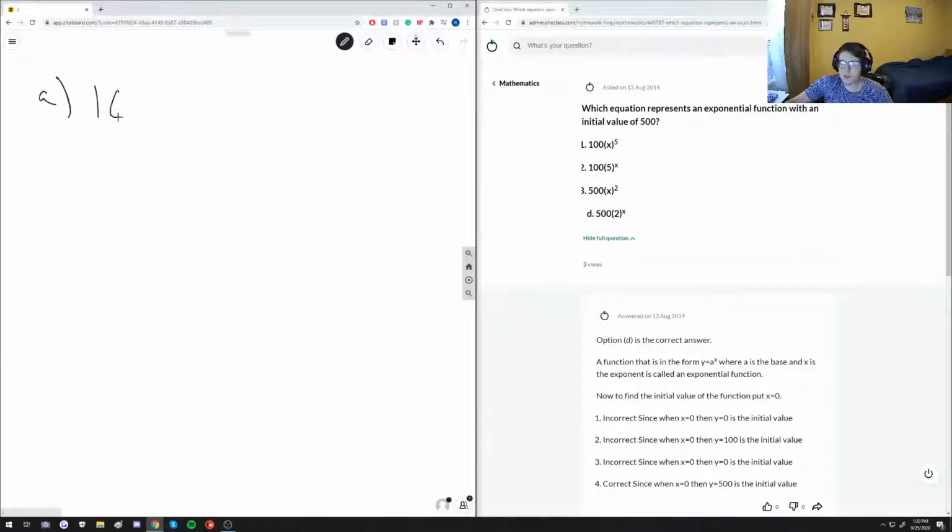So for the first answer choice, we have 100x to the fifth. What an exponential function with an initial value of 500 means is that f of 0, our initial value, has to equal 500. If that is true for any of these cases, then its initial value is 500, and that is the correct answer.